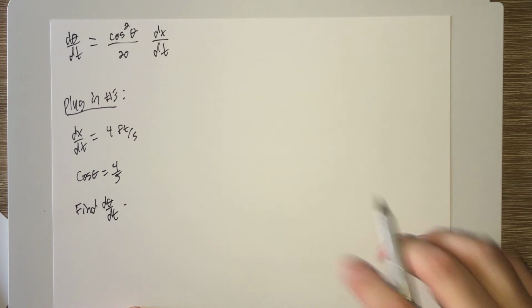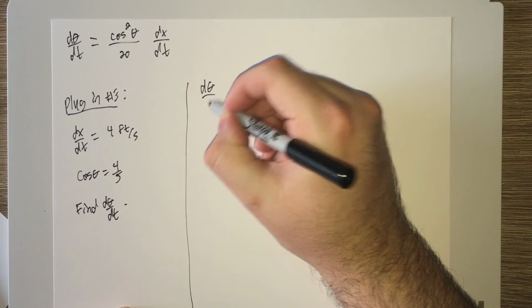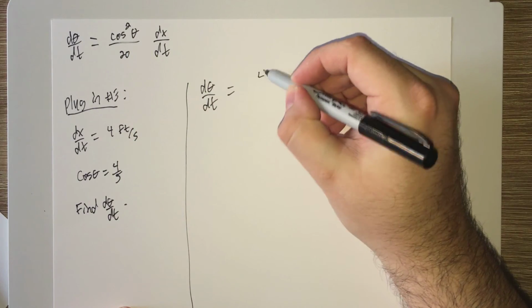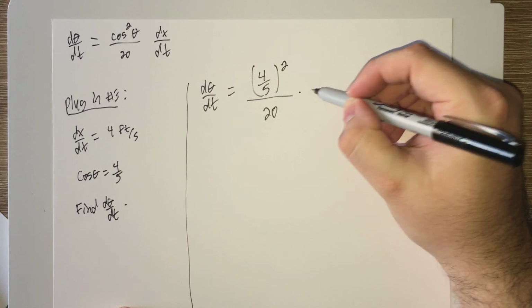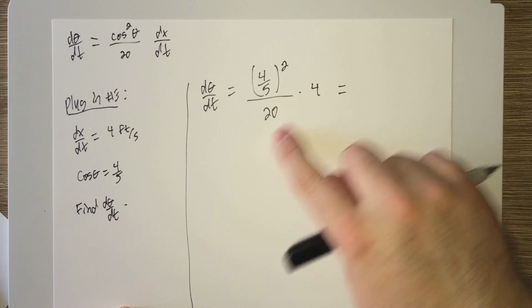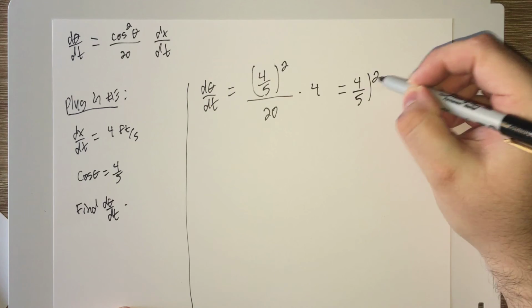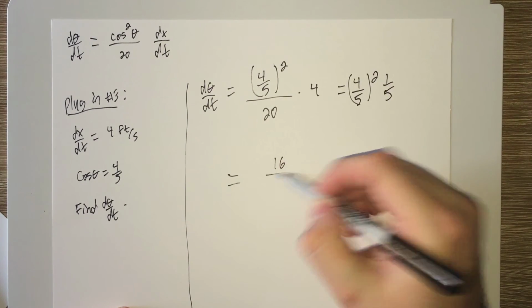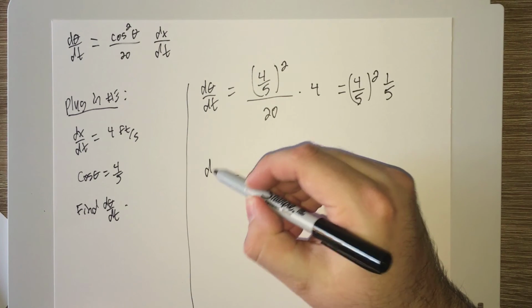So now we can go ahead and plug in the numbers, and here's what we get. I'm plugging in over here d theta dt equals cosine squared theta, but cosine is 4/5, so it's 4/5 squared over 20 times dx dt, which is 4. So what I'm going to do now is take this 20 and move it by the 4, so it's 4 over 20. 4 over 20 simplifies to 1/5, and then I'll put this 4/5 squared over here on the side. So 4/5 squared times 1/5. If you multiply that out, you get 16 on top, and 125 on the bottom. Okay, so that's d theta dt.